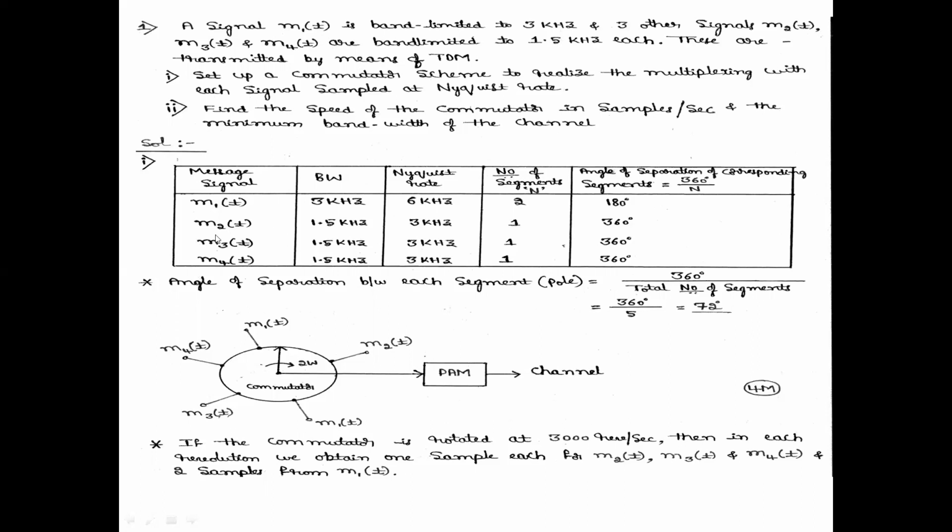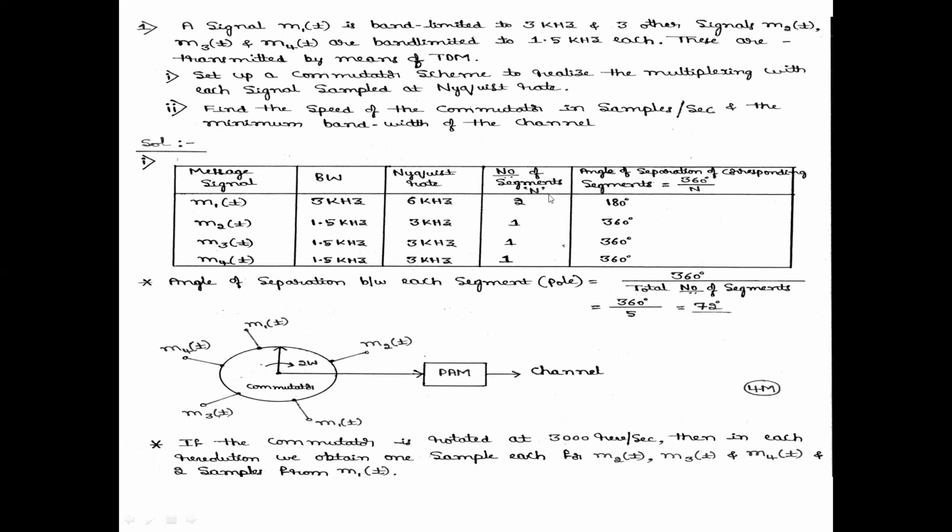M2(t), M3(t), and M4(t) all have the same frequency, 1.5 kHz. According to the Nyquist rate, fs is equal to 2fm. So you can write the Nyquist rates as 2 into 3 kHz, 6 kHz, and 2 into 1.5 kHz, 3 kHz, like this.